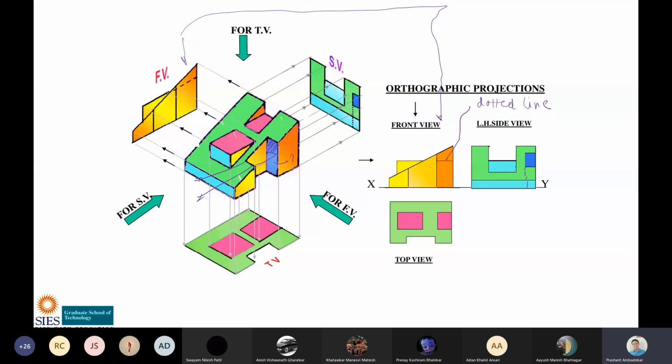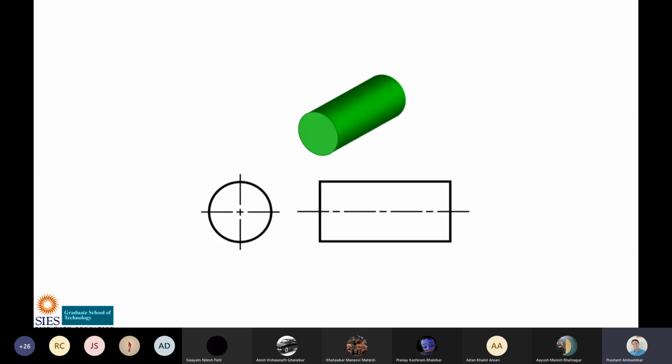Okay, so I am moving to the next object. What I am doing is giving you practice in understanding what is seen in the view. What is seen in the front view?